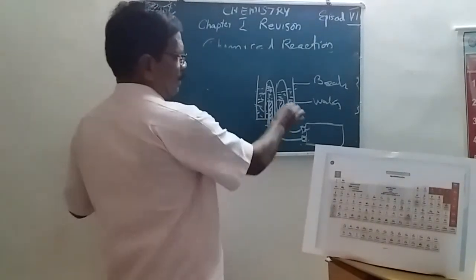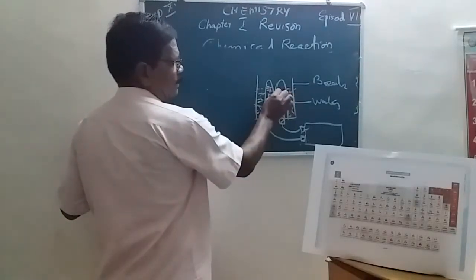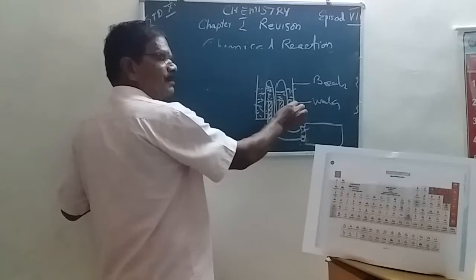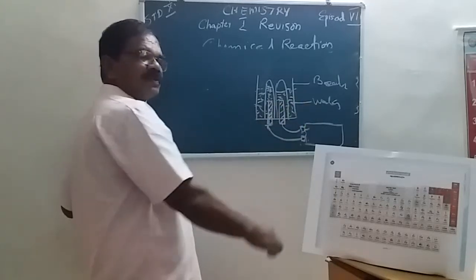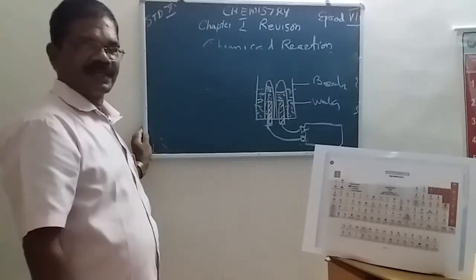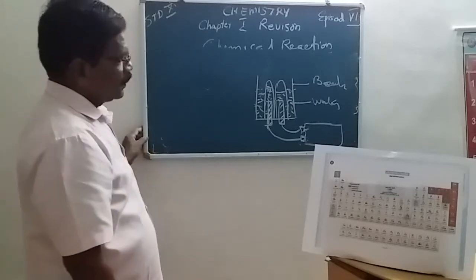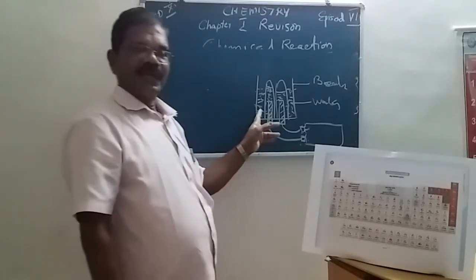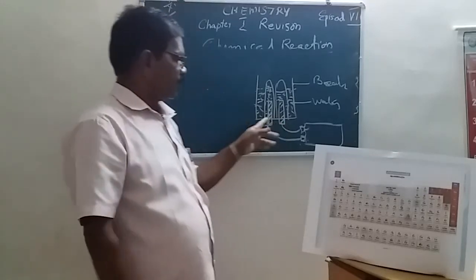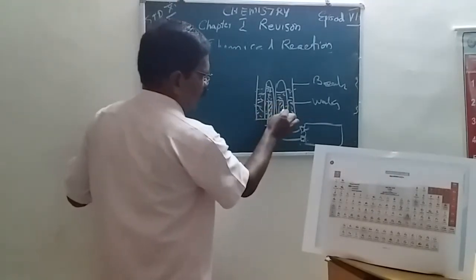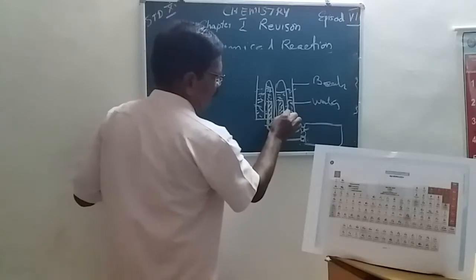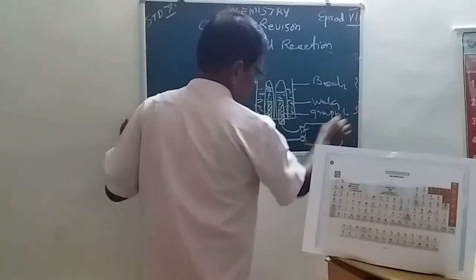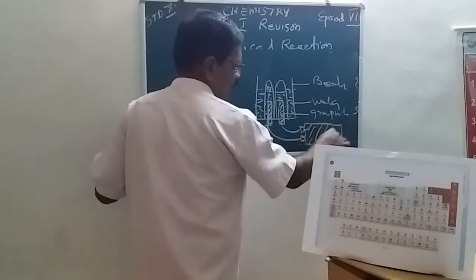Please note here, what are the apparatus? A beaker containing acidified water. Pure water does not conduct electricity. So, to make the water conduct electricity, 1 or 2 drops of acid, base, or salt is added. Then there are 2 electrodes. These electrodes are made of graphite. This is a 9-volt cell.